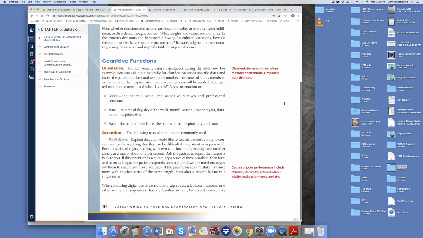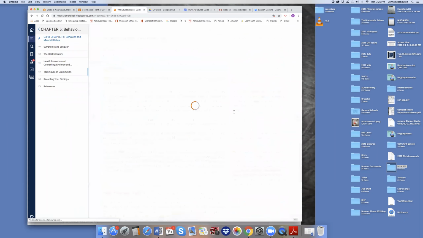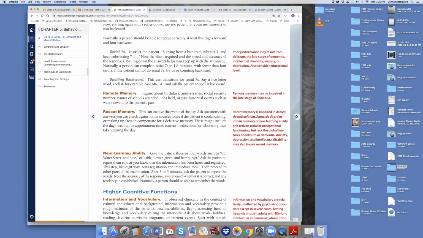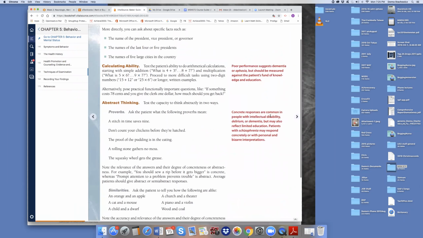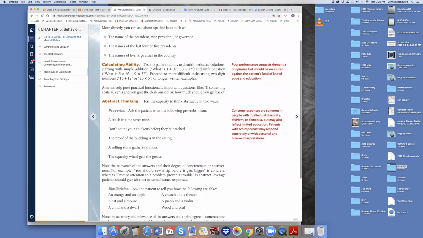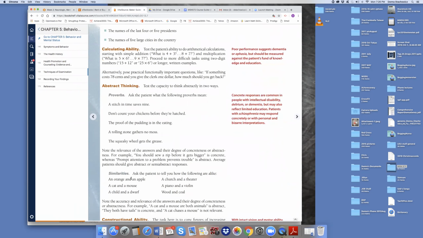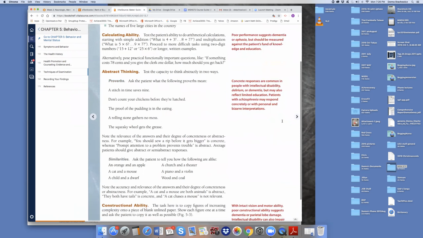We talked about digit span and trying to add a series, or we talked about subtracting 7, serial 7s. You could add a series of 3 numbers, then 4, and so on. There's lots of different suggestions here in your Bates on how to test reasoning, judgment, attention span, higher level of functioning, abstract thinking, calculations. You know, you could ask, how are an apple and an orange alike? Right here, there's that one. What's the relationship between a cat and mouse?